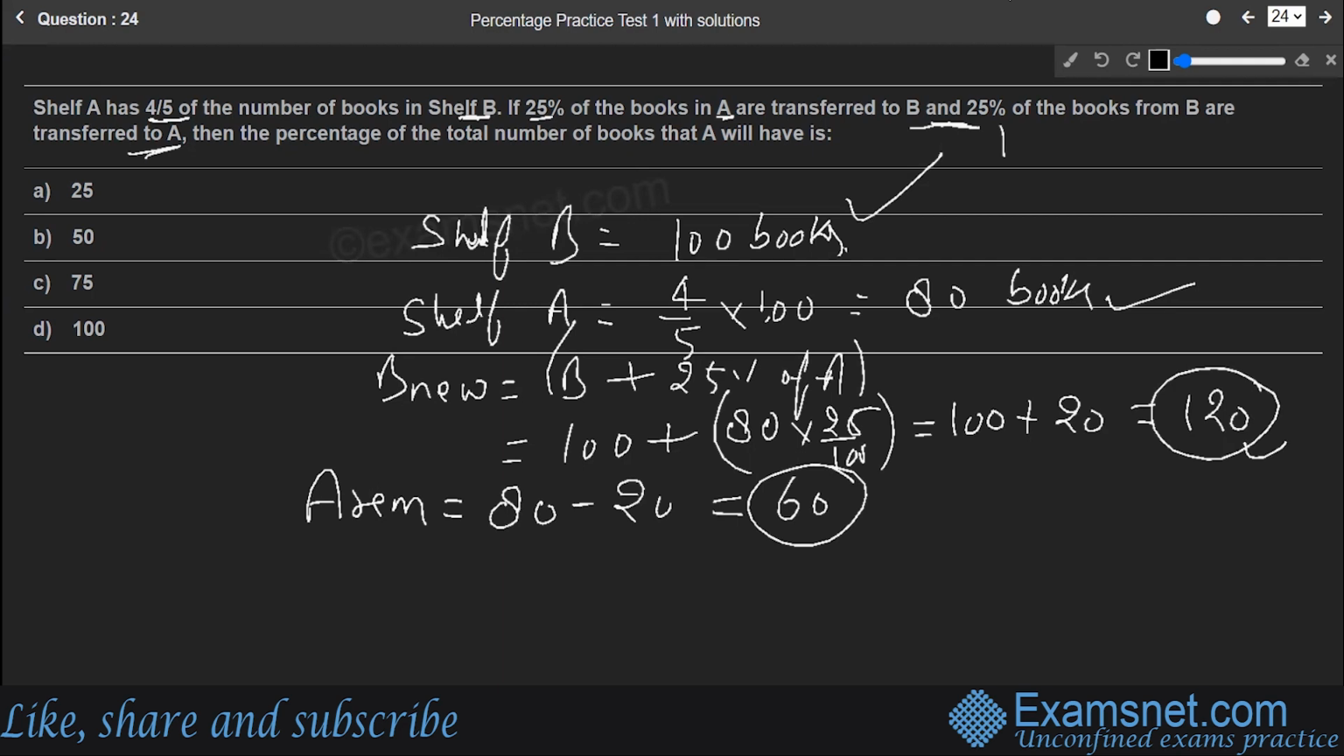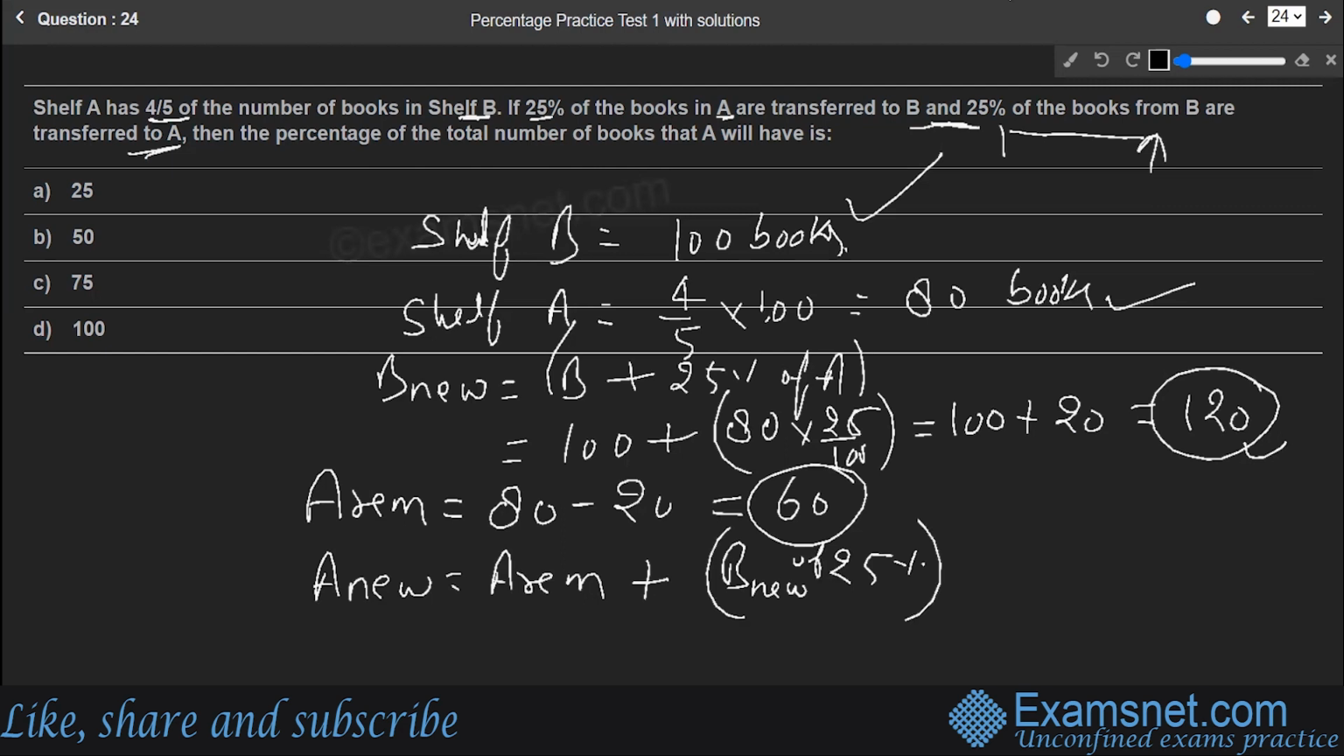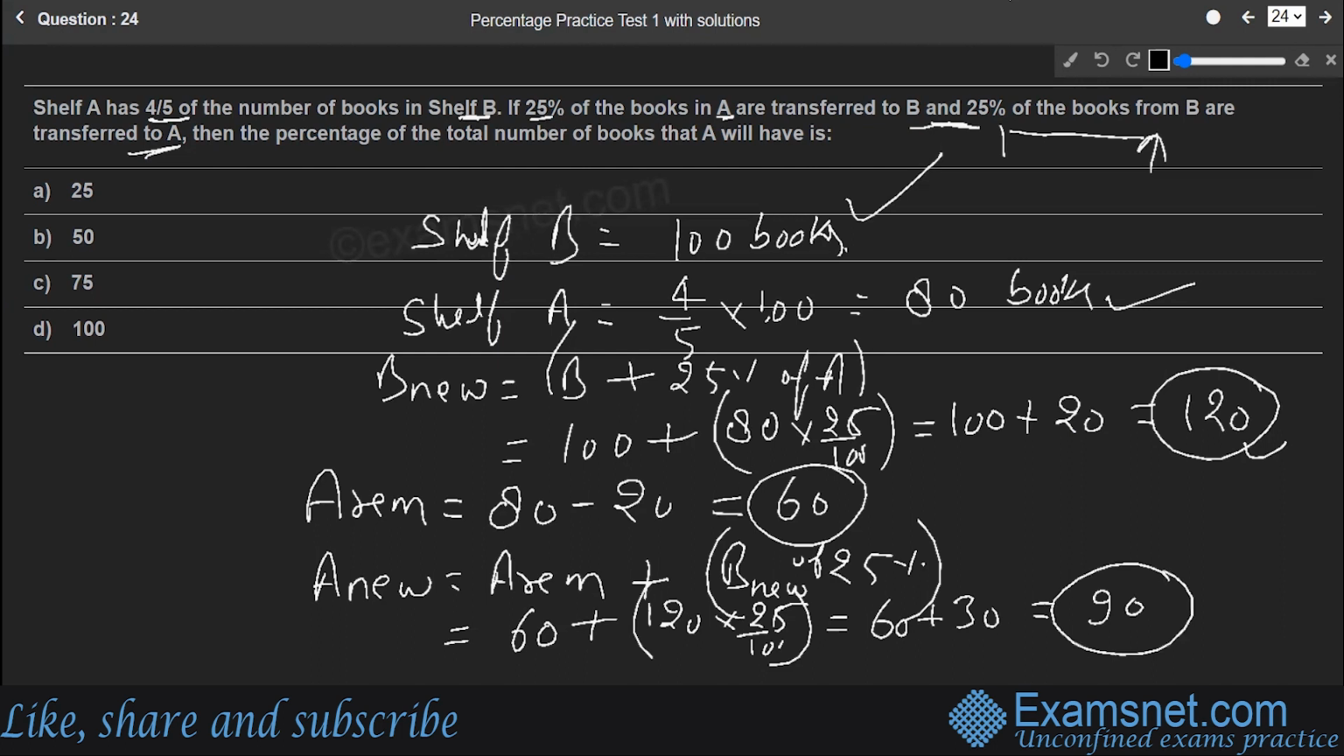When the second transfer is made, 25% of the books from B are transferred to A. B new is 120. So we can find A new as A remaining plus 25% of B new, which is transferred to A. How much is A new going to be? A remaining was 60 plus 25% of 120. That will give us the A new value. 60 plus 1 by 4 of 120. 1 by 4 of 120 is nothing but 30. 60 plus 30, so 90 are the books in A now.